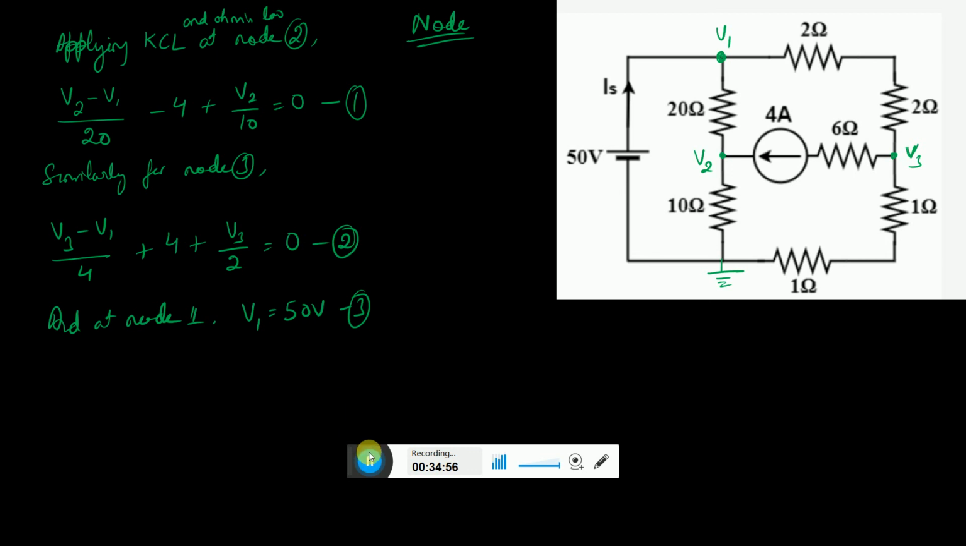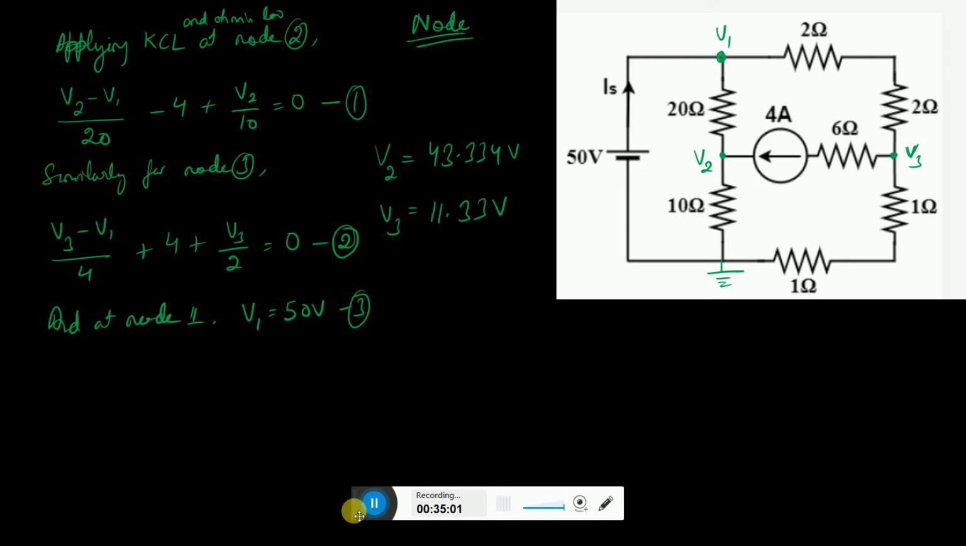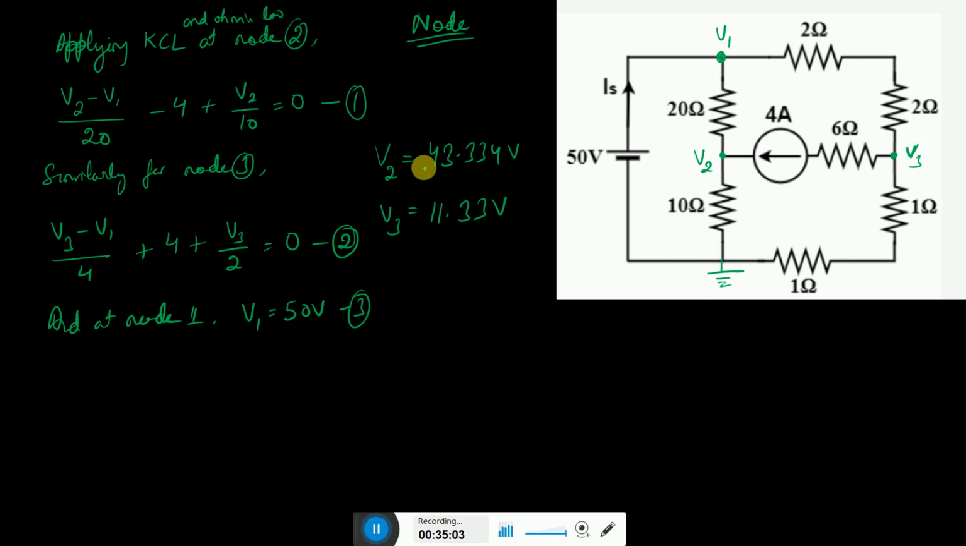So solving these equations, you get the values of V2 and V3, and then you still need to find the value of IS. IS you can find only when you write a KCL at node 1. If you apply the KCL at node 1, you get minus IS, because it's going inside, and we are assuming all the currents are going out. So minus IS plus (V1 minus V2) by 20.